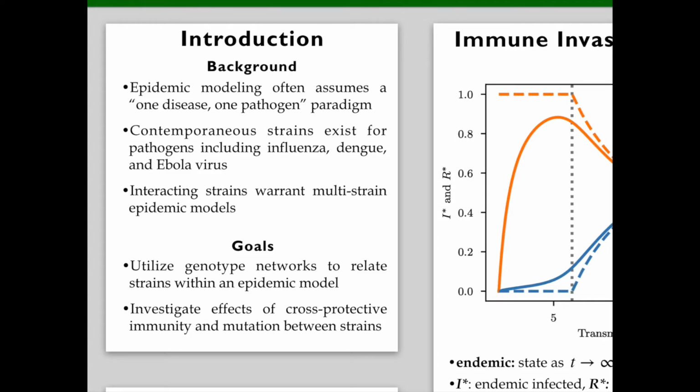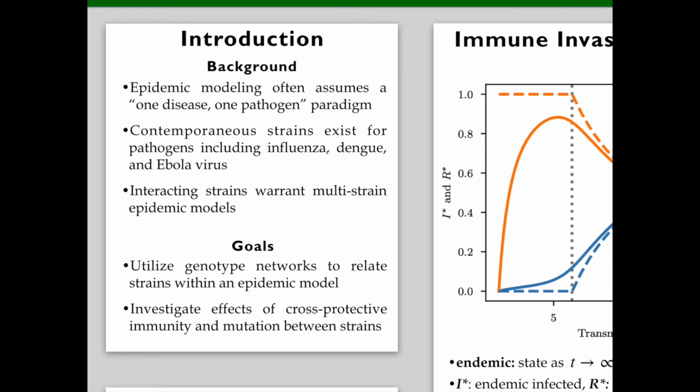An assumption commonly found in epidemic models is that one disease is caused by one pathogen, which we know to be largely untrue. Viral pathogens like seasonal influenza, dengue virus, and Ebola virus have contemporaneous strains, meaning that an infection of each could be caused by one of a number of similar yet slightly different versions of that pathogen.